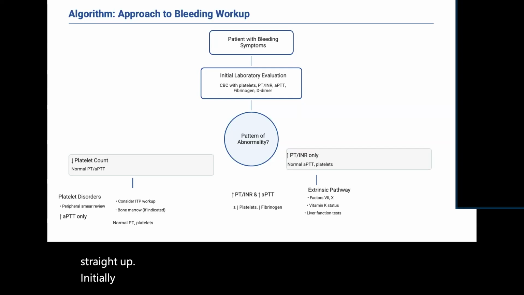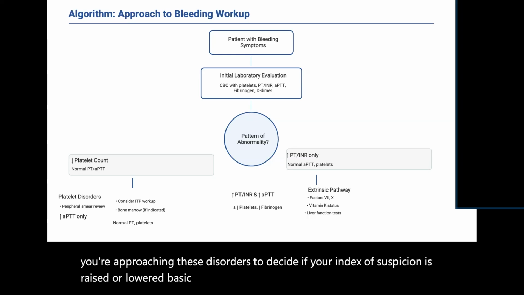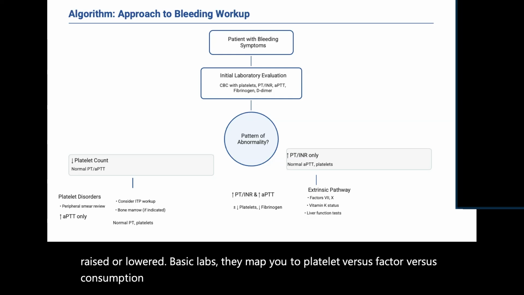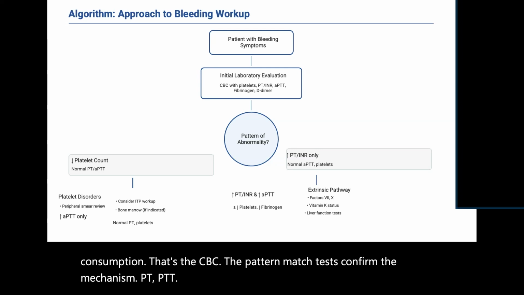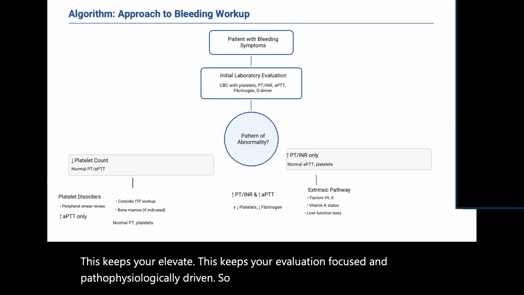So you want to use this three-step mental flow every time when you're approaching these disorders to decide if your index of suspicion is raised or lowered. Basic labs, they map you to platelet versus factor versus consumption. That's the CBC. The pattern match tests confirm the mechanism, PT, PTT. This keeps your evaluation focused and pathophysiologically driven. So exactly what you need for primary care and follow-up and referral.